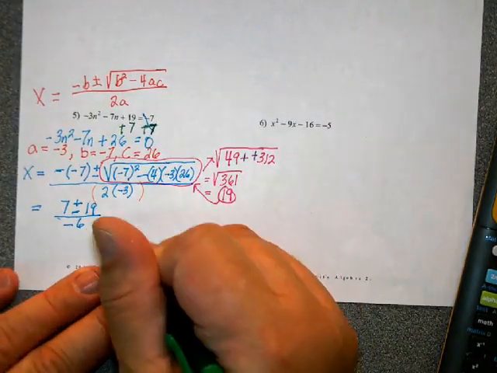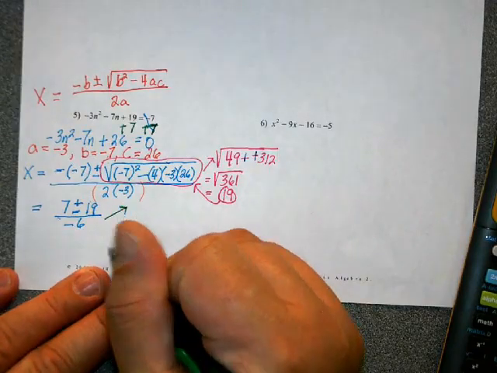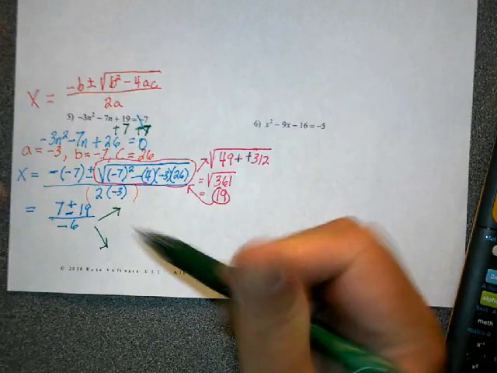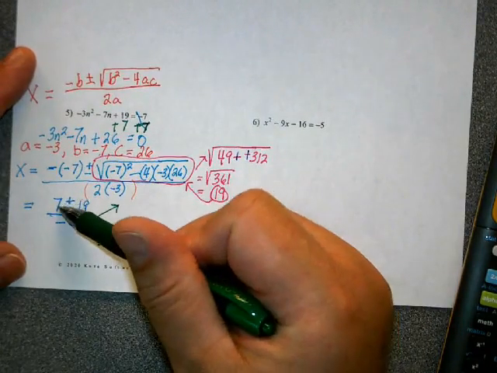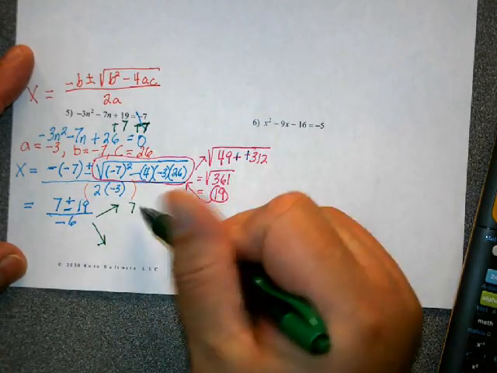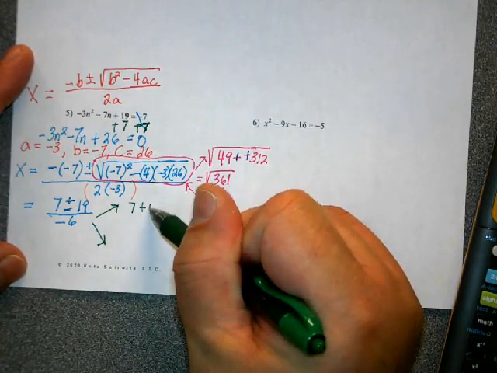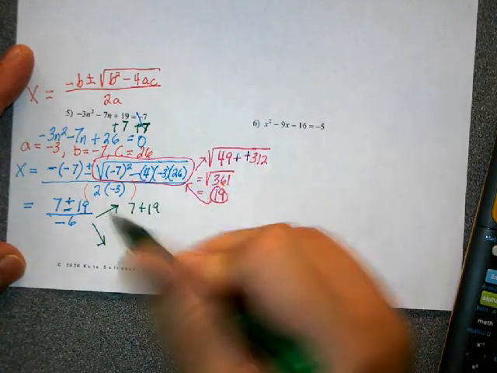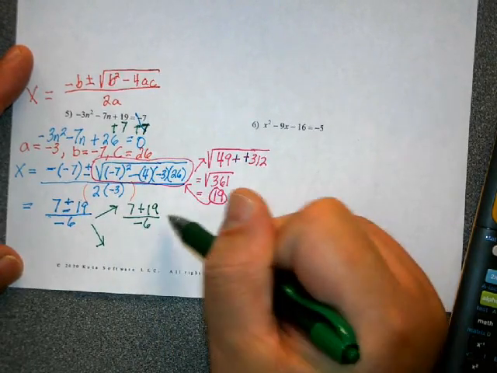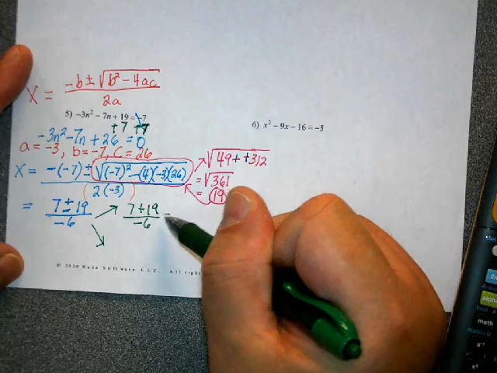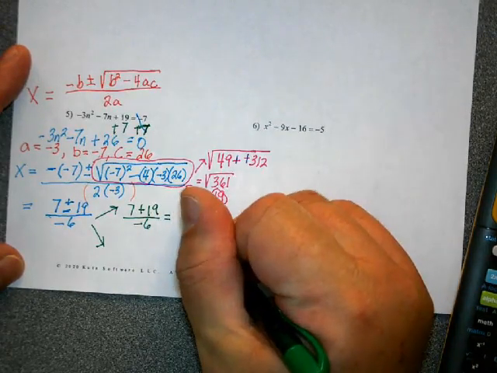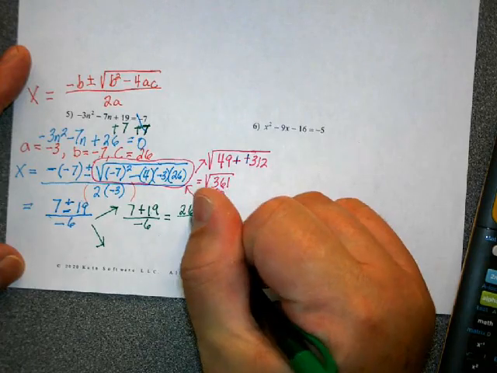I'm going to have one number up here, and then I'm going to split the other number down here. So the first number I have is 7 plus 19, divided by negative 6. I'm going to go ahead and simplify this. 7 plus 19 is 26, divided by negative 6.